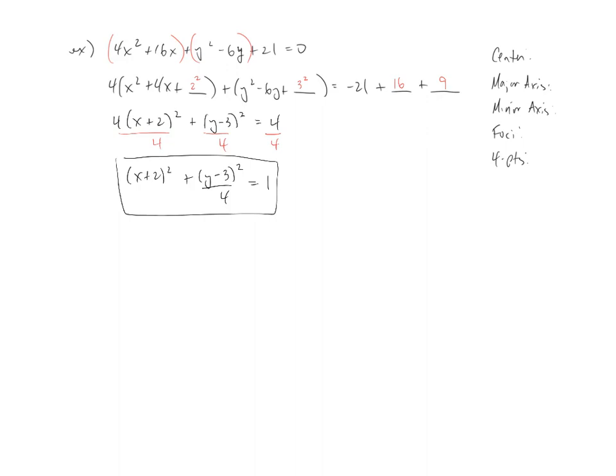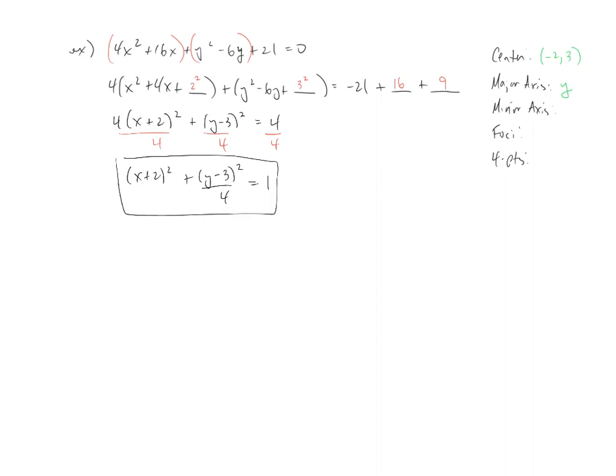From here, we can identify a lot of the information. We can see that to start, our center is going to be -2, 3. We can see that the major axis is actually going to be y. Now I can see that because for the ellipse, whatever number is bigger on the bottom. So in our case, the 4 is bigger on the bottom.